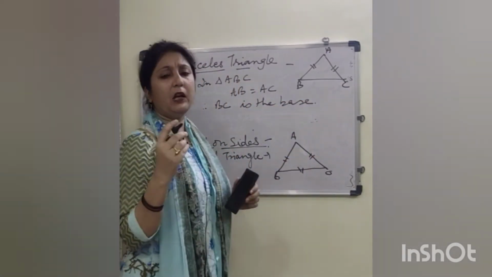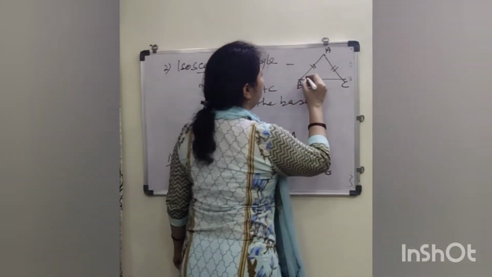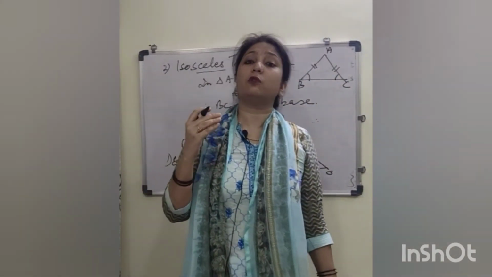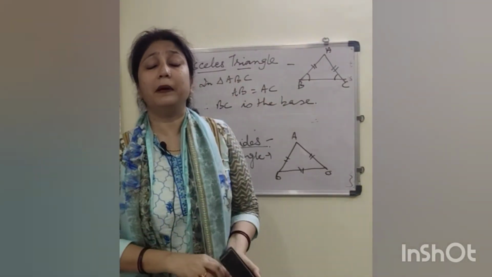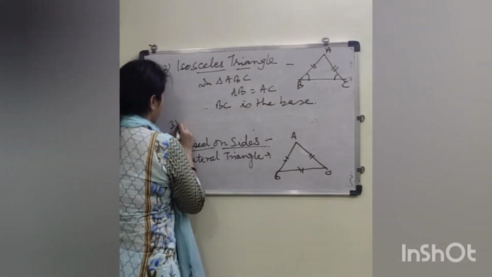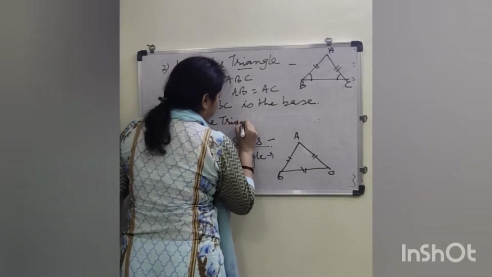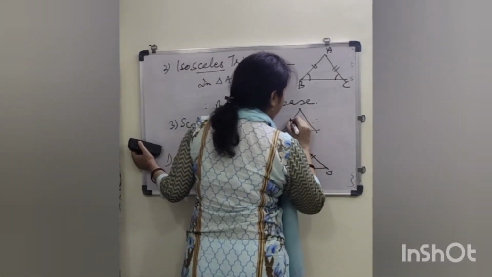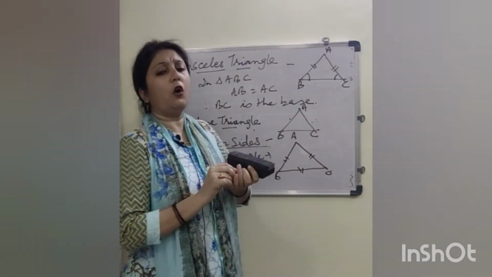And let me tell you one more interesting thing. The two base angles, meaning angle B and angle C, the two angles on the base, they are also equal in an isosceles triangle. Not only two sides are equal, but two base angles are also equal. The third comes scalene triangle. In scalene triangle, all three sides measure different. Means none of the sides are equal.